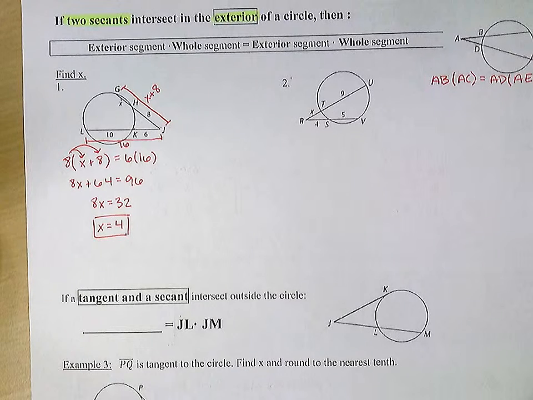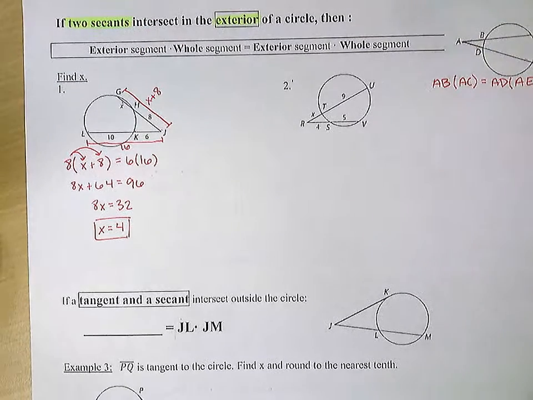Okay, so again, it's the exterior segment times its entire segment is equal to the other exterior segment times that entire segment. So you do have to add those two pieces together if you're not given that entire segment length. Okay, questions on number 1.